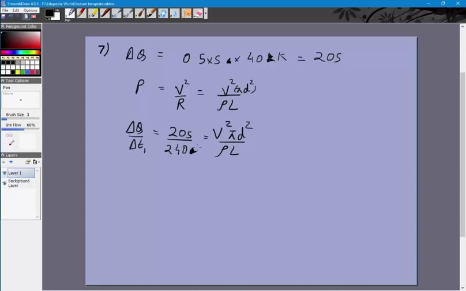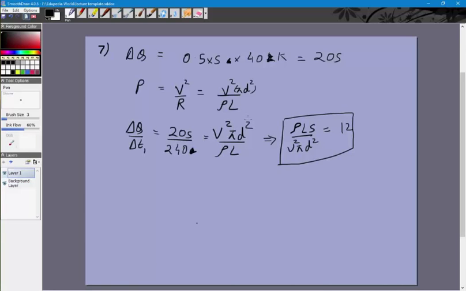Now this equation can be written as, just to get the values of the constants, rho L S by V squared pi D squared is equal to 240 by 20, that is 12. Now in the next two cases, here the resistance was rho L by pi D squared. In the next two cases the resistance will be different.